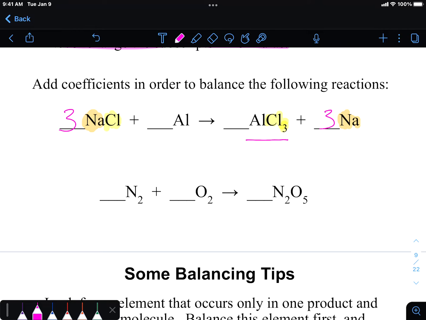And there's one element left that I have not addressed. It is aluminum. And currently there is 1 aluminum here and 1 aluminum here. And you don't need to write the 1. The 1 is implied if it's not written. And so now this formula is balanced.